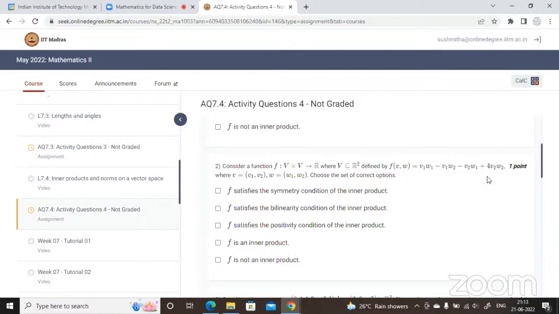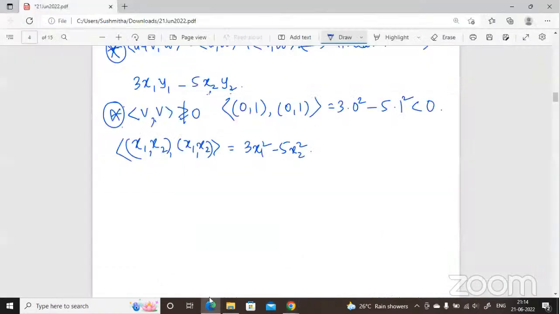It will not be, because the absence of one term will make it not similar, right? That symmetry condition will not be met. No, why will it not be satisfied? Suppose my condition is that V comma W is going to be V1 W1. Why will symmetry not be satisfied? W comma V is W1 V1, no?